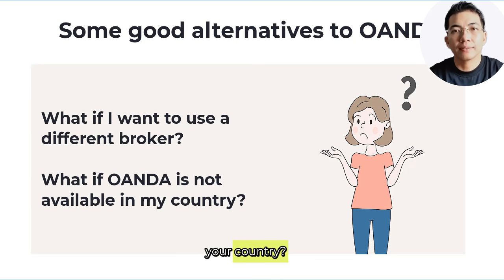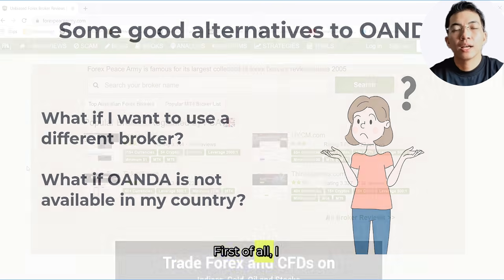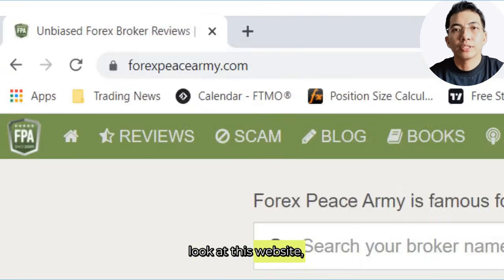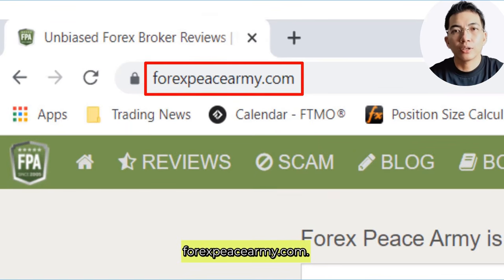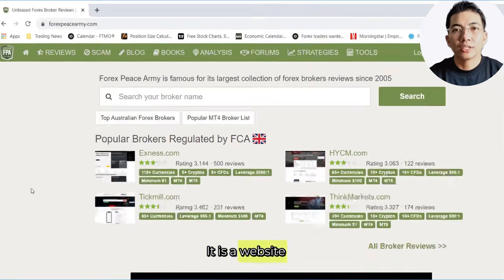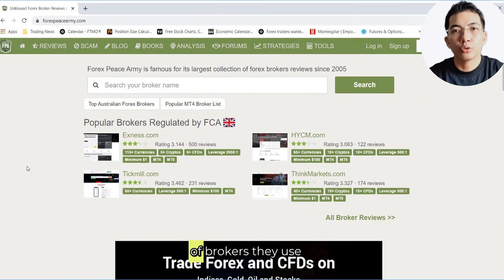In the live trading section, you have already seen a few good brokers that I personally use or have used in the past, but what if you want to browse some other brokers on your own? How do you find a good one? First of all, I recommend you have a look at this website, forexpeacearmy.com. It is a website where traders post reviews of brokers they use or have used, sharing their experience with a community of thousands of traders.